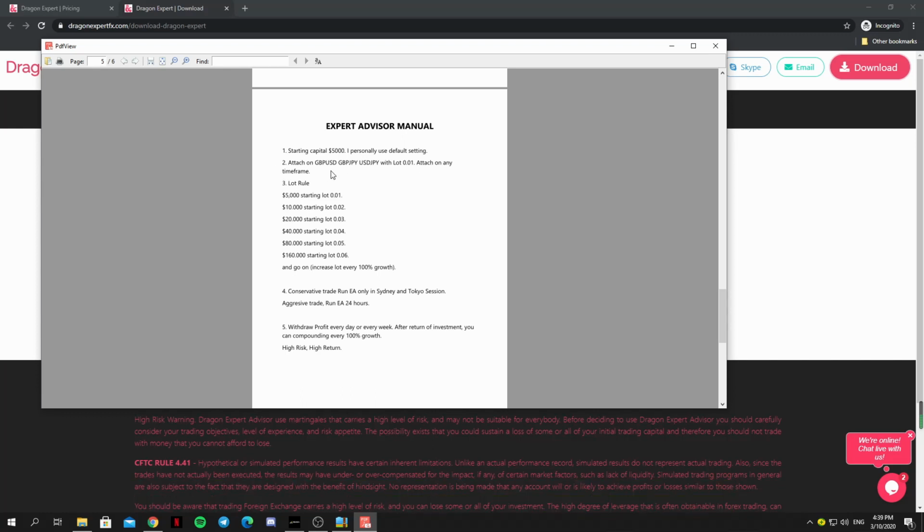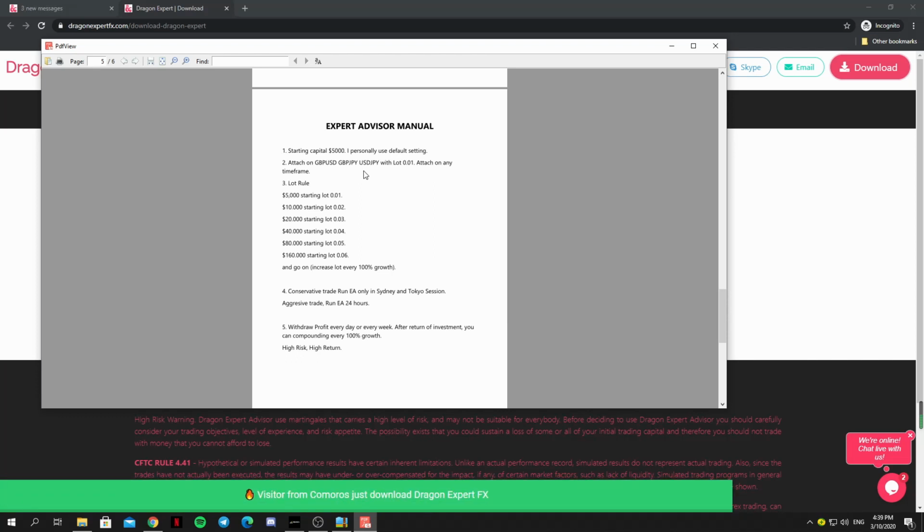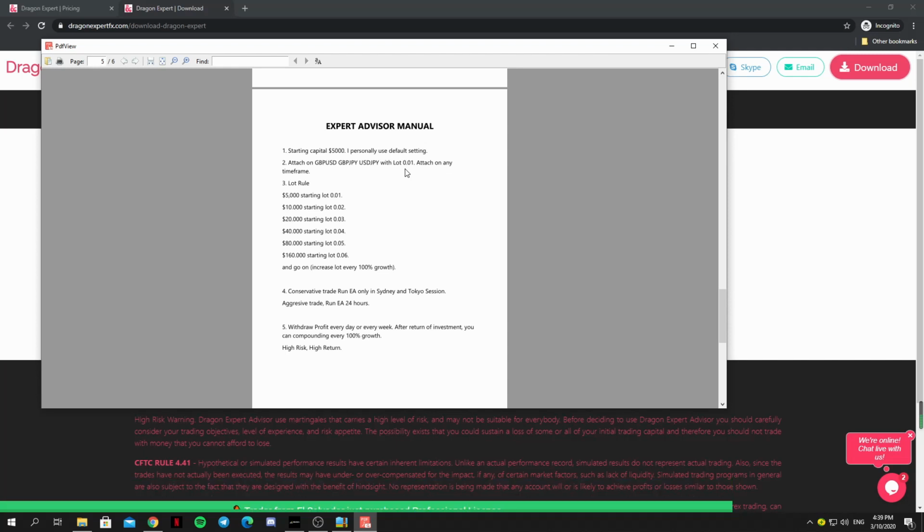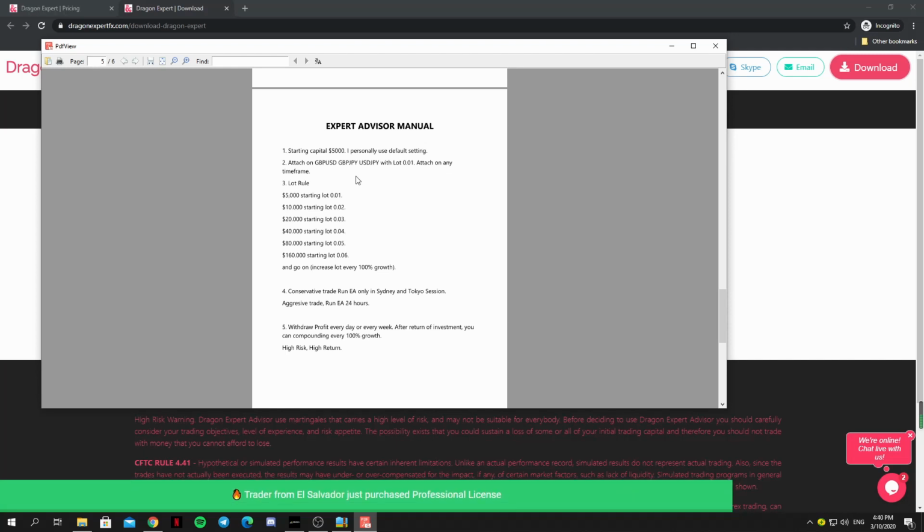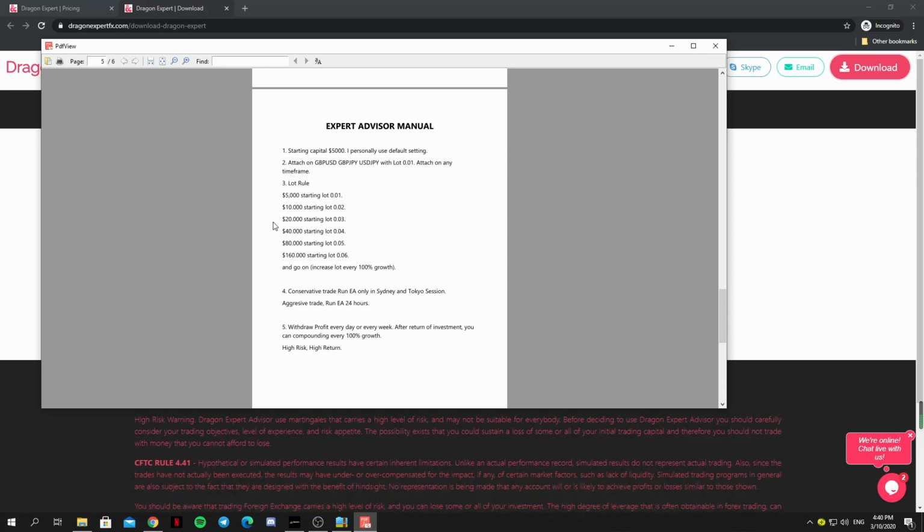The next one is the three symbols or three currency pairs recommended by the owner, with the starting lot of 0.01, and you can put it at any time frame. The lot rule is that every time you gain 100% growth, you should increase your lot size by 0.01. So from 5,000 to 10,000, you increase 0.01. 10,000 to 20,000, you increase by 0.01 as well, and go on all the way.